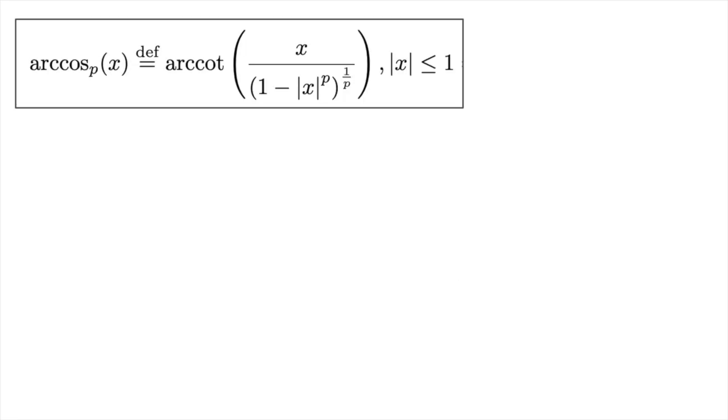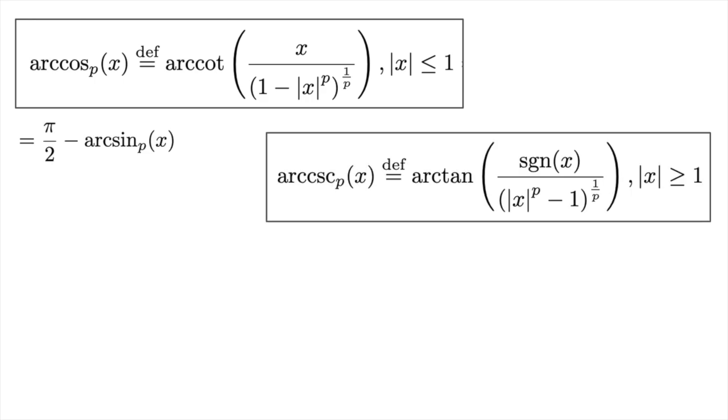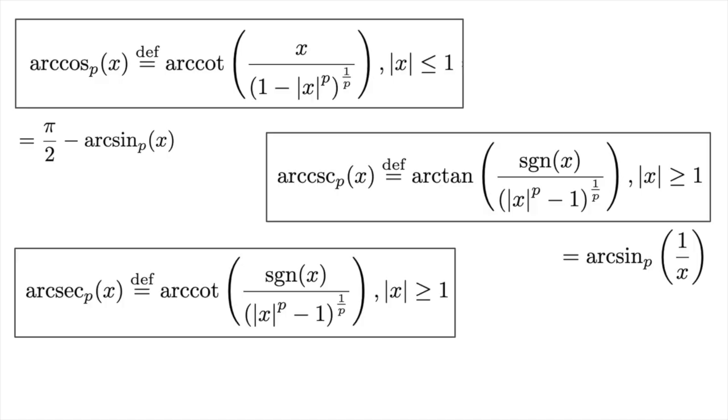Now let's define 3 more inverse trig functions. Arc cos base p is the same as arc sine, but with an arc cot instead of an arc tan, and this is also equal to pi/2 minus arc sine base p of x. Arccosecant base p has a slightly different expression with the arctan, but it is equal to arcsine base p of 1 over x. And finally, arcsecant base p, which follows the arctan arccotangent pattern and is equal to arccos base p of 1 over x.